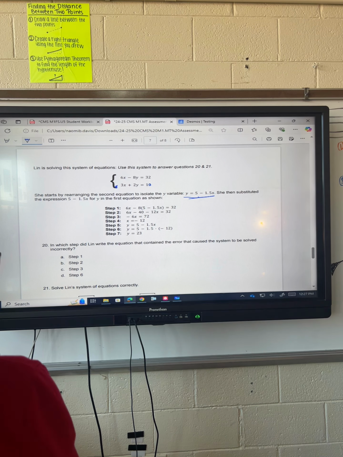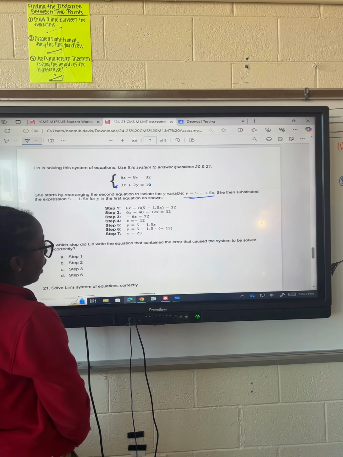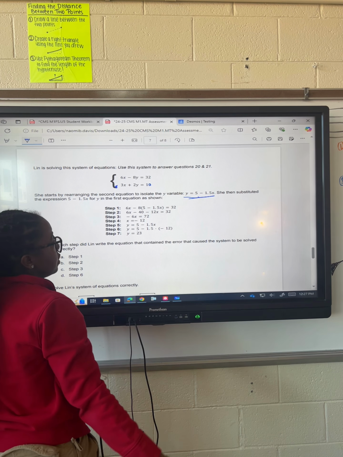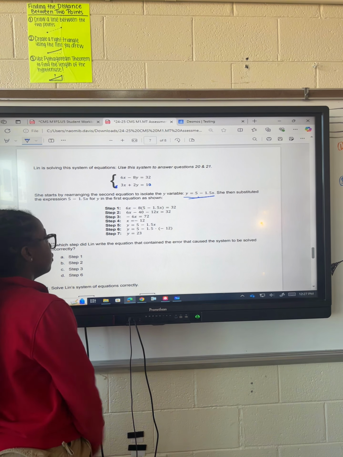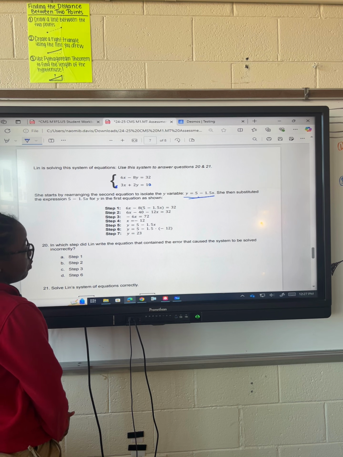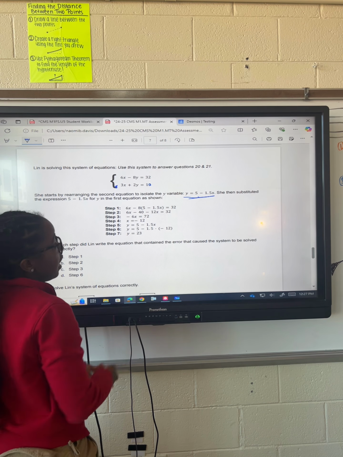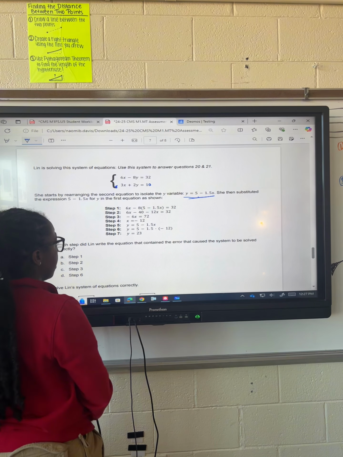For her step 1, she plugged in for y, okay? 6x minus 8. She got this, plugged that in, equals 32. Okay, cool. Then when she went to step 2, she brought down the 6x because we didn't do anything with that. 8 times 5 is 40, so that's fine.